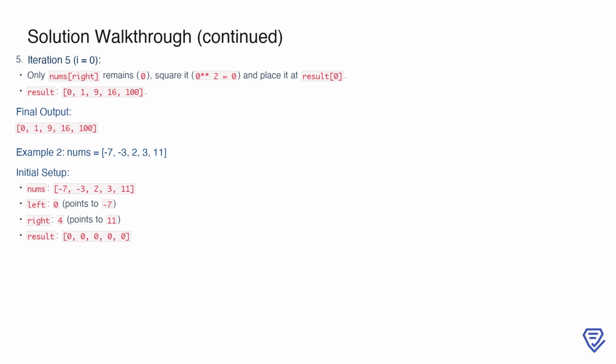Moving on to the second example, the input array is -7, -3, 2, 3, 11. The left pointer starts at the beginning, pointing to -7, and the right pointer starts at the end, pointing to 11. Once again, the result array is initialized with zeros to store the sorted squares.